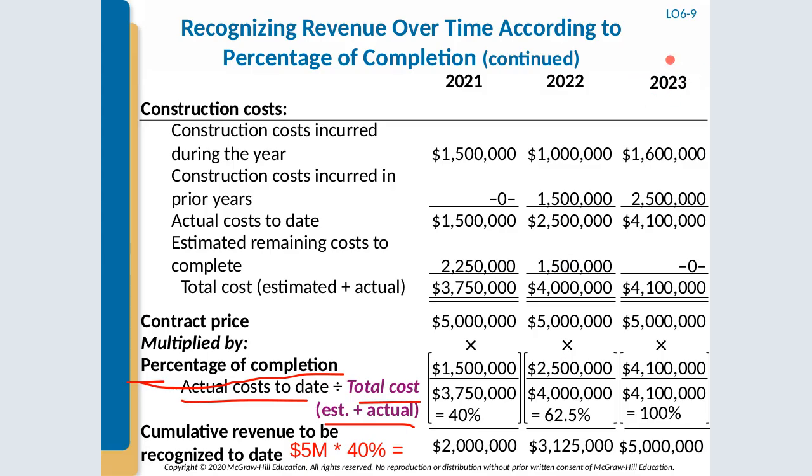Now, if you notice in the third year, which is the final year, our percentage of completion, of course, is going to be 100%. So every time when it's the last year, it's going to be 100%. Okay, and so 100% equals the 5 million, which was the revenue that was in the contract, but we're going to have to subtract the previous year. So in that way, we come up with the revenue that's recognized in 2023.